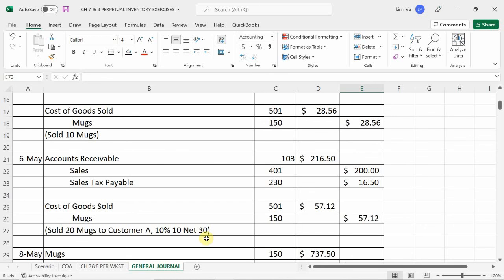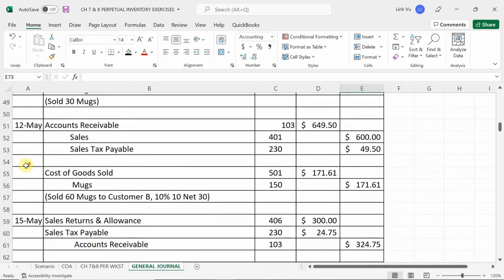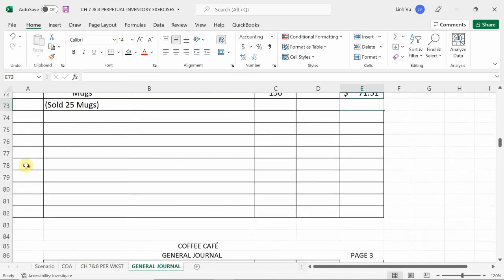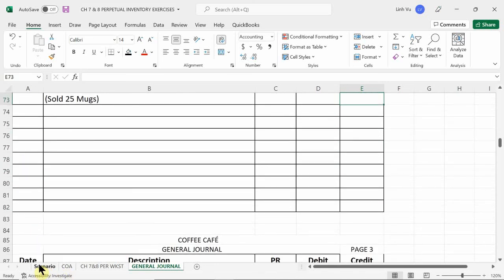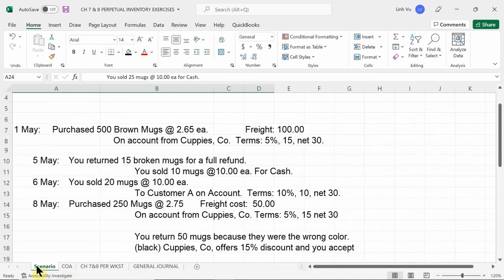Okay? We gave customer A terms, 10% if they pay within 10 days. If not, the bill is due in 30. Did customer A meet the discount due date? No. No, they missed it, right? Because if today is the 18th of May, 10 days from the moment we sold to them was the 6th. So that means 10 days from now would have been the 16th. They just barely missed the discount due date because they're paying on the 18th.